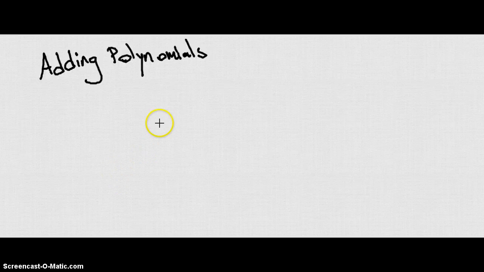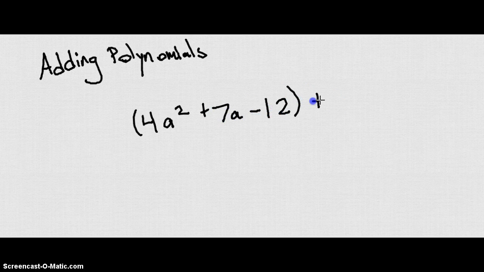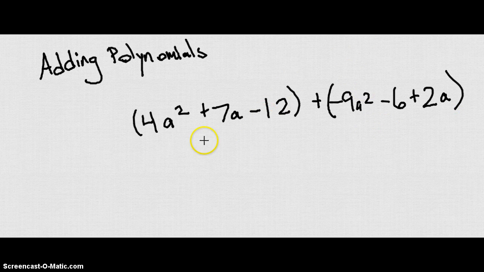And so in the last lesson we talked about polynomials in general. Now we're going to talk about adding them. So let's say I had something like 4a squared plus 7a minus 12, and I was going to add that polynomial to negative 9a squared minus 6 plus 2a.